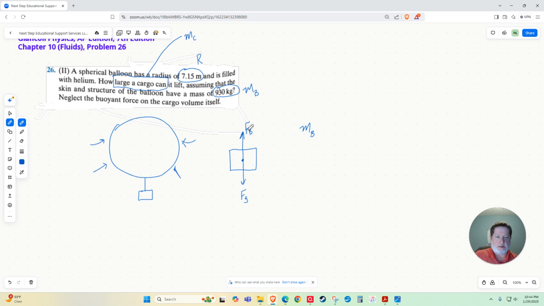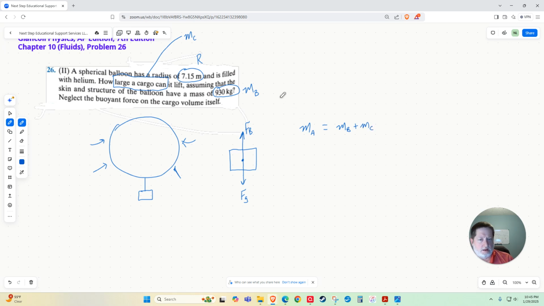That's not M sub B. This is the mass of the buoyant force, so we're going to call that mass sub A for the air, since we're already using B for the balloon. But the buoyant force is created by acceleration due to gravity acting on the mass of the air that has been displaced. And that's going to have to offset the mass of the balloon itself plus the cargo.